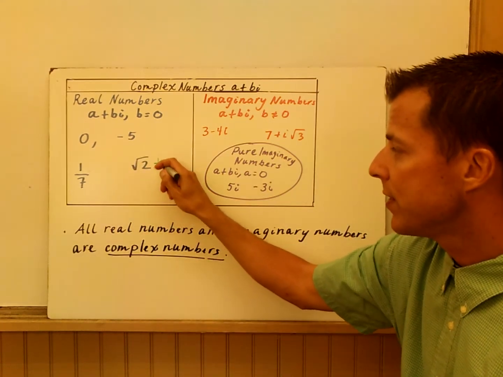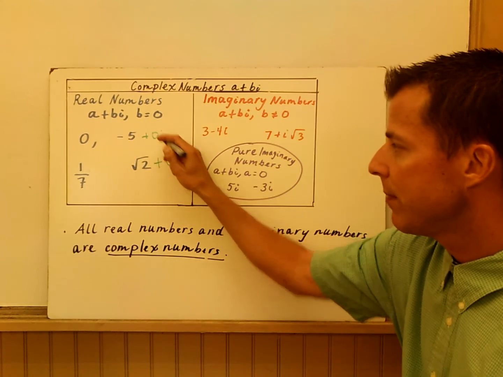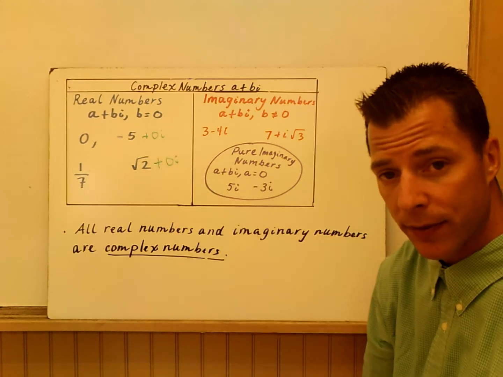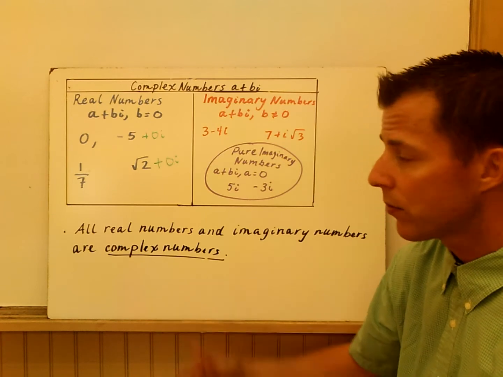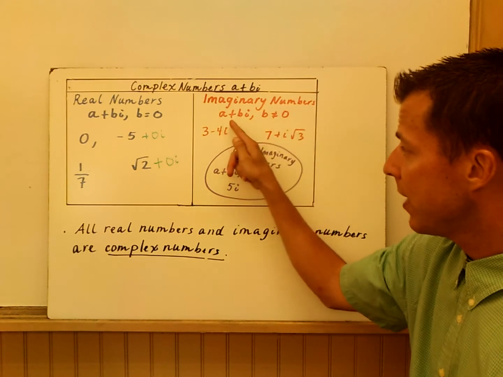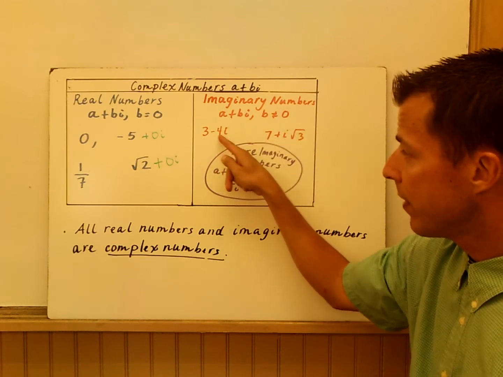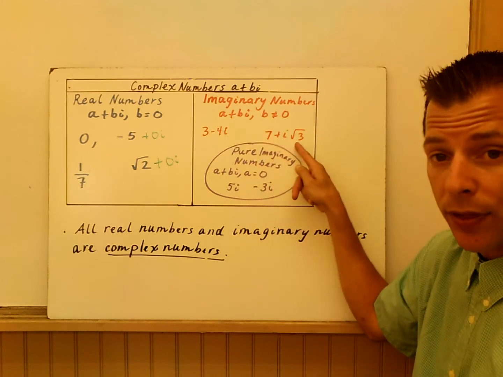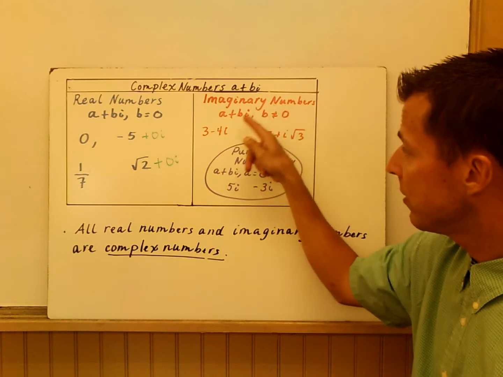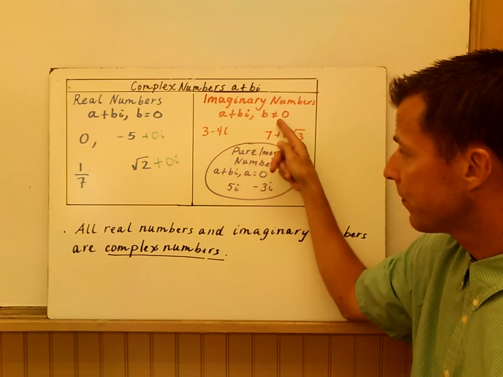I could throw on a 0i here, or a 0i here, and that all of a sudden makes them a complex number. But we don't have to write 0i. If you look to the right, you have imaginary numbers, a plus bi, where b doesn't equal 0. So notice we have 3 minus 4i, 7 plus i root 3. So imaginary numbers are still in that same form, a plus bi, where b is not 0.